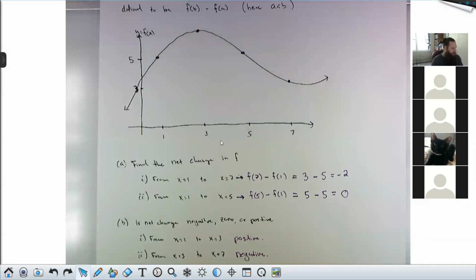And if you're at the exact same height at the end as when you started, then your net change is 0. Okay, we're going to use net change to build up something called an average rate of change. We'll talk about all that and the difference quotient next time.